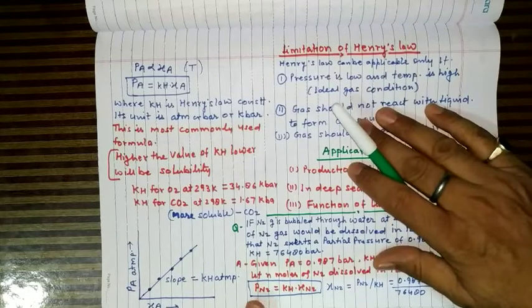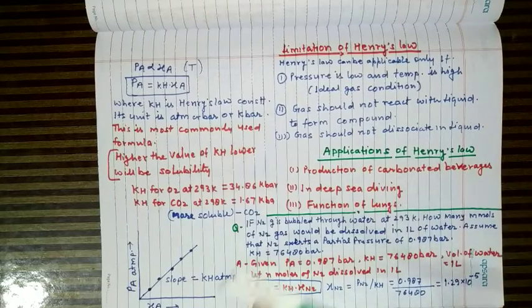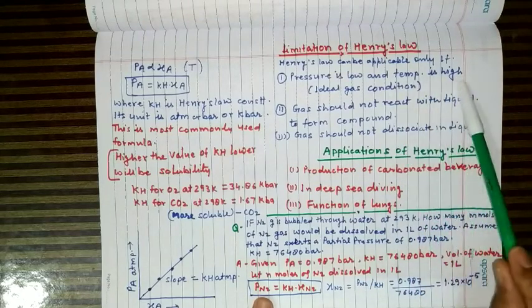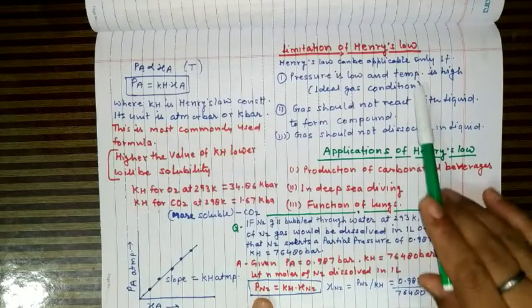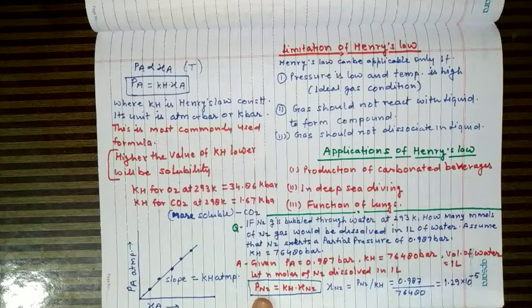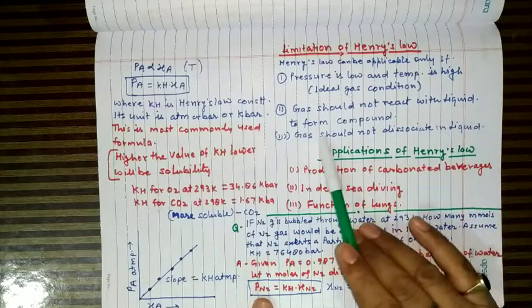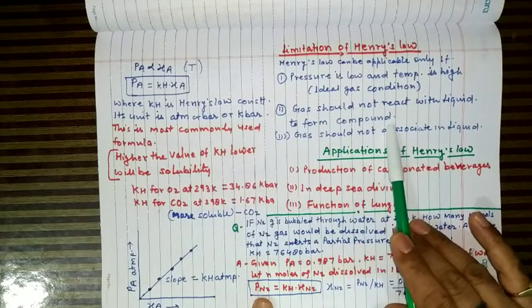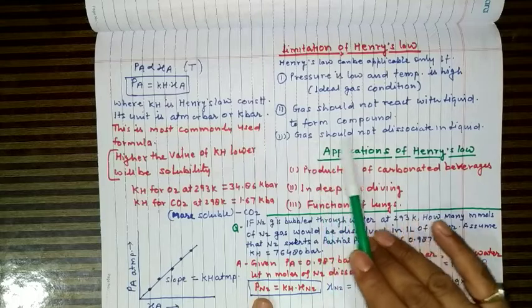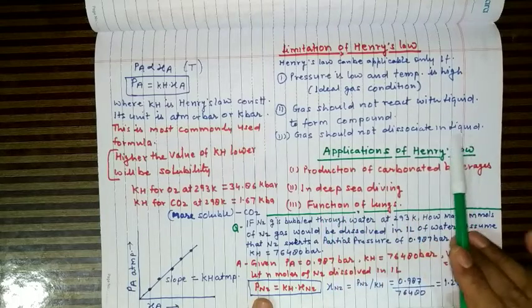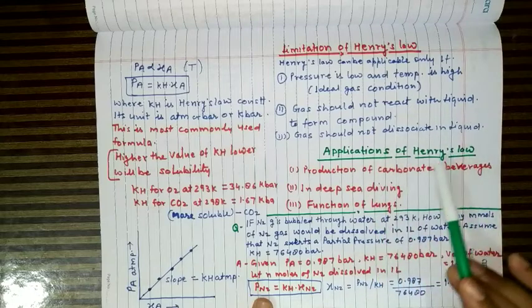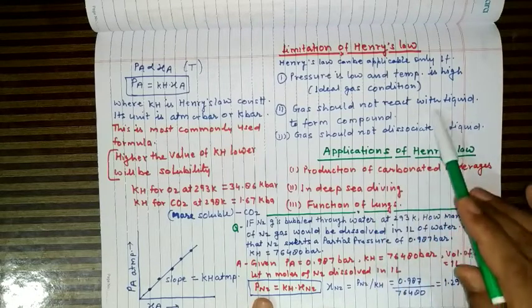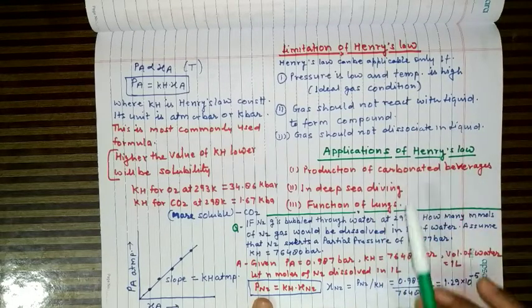Now, limitations of Henry's law. Henry's law can be applicable only if the pressure is low and temperature is high. Under these conditions, as we know, gases behave ideally. Gas should not react with the given liquid to form any compound. Also, gases should not dissociate in liquid, as if you put HCl in water, then hydrogen chloride gas will dissociate into H+ and Cl minus. So it cannot be applied there.